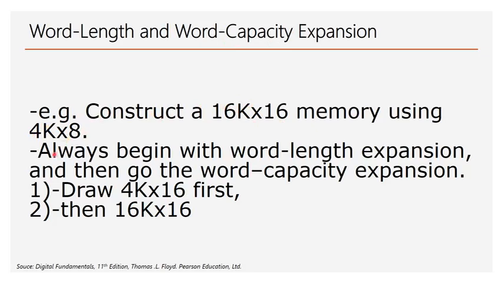Now, the steps to follow here is always begin with a word length expansion, and then you do the word capacity expansion. So in other words, the first thing you have to do is to construct or draw a 4K by 16. So we've got this 4K by 8, and I first do a word length expansion, which is from 4K by 8 to 4K by 16. Then you do the final step, which is a 16K by 16.